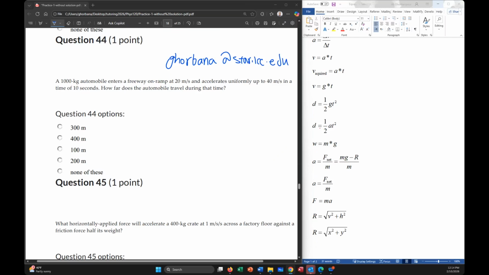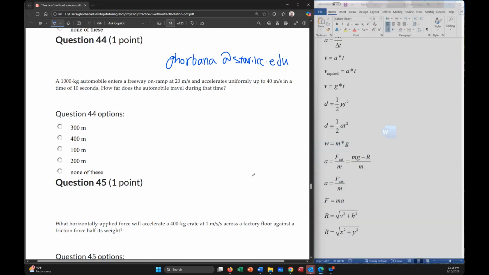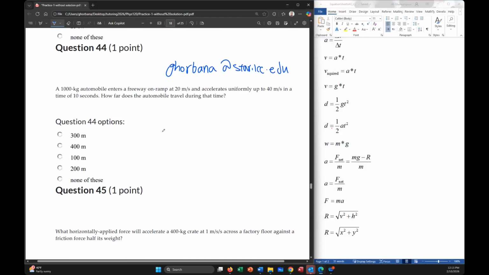Since we did until question number 3, now we will start working on question number 44. What I do is I try to read the problem first. So we have a 1000 kilogram automobile. What does it mean? This 1000 kilogram is mass, yes? 1000 kilogram.